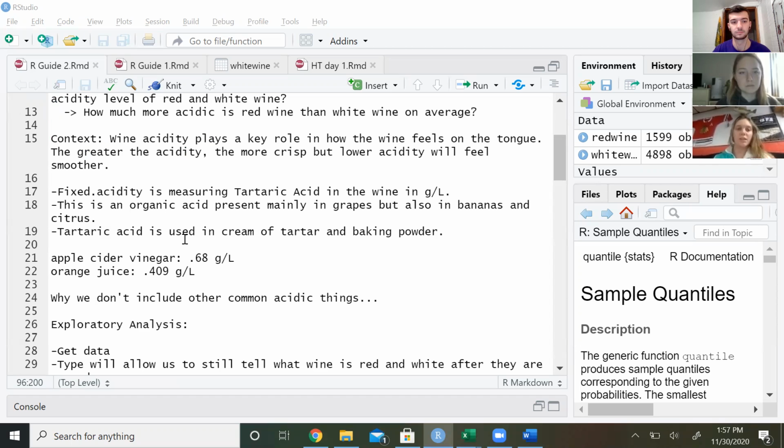So tartaric acid is used in cream of tartar and baking powder. And apple cider vinegar has 0.68 grams per liter and orange juice has 0.409 grams per liter. And we don't include other items that are known to have acid, such as Coke, because they don't have significant levels of tartaric acid, which is what we're looking at.